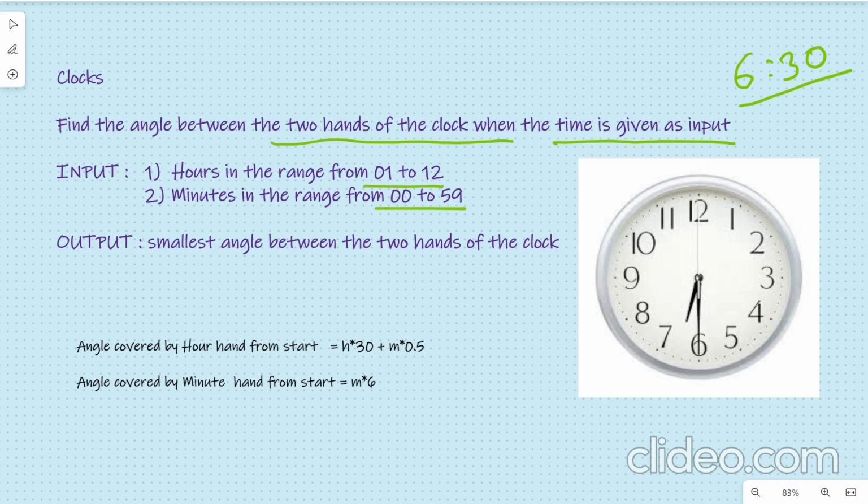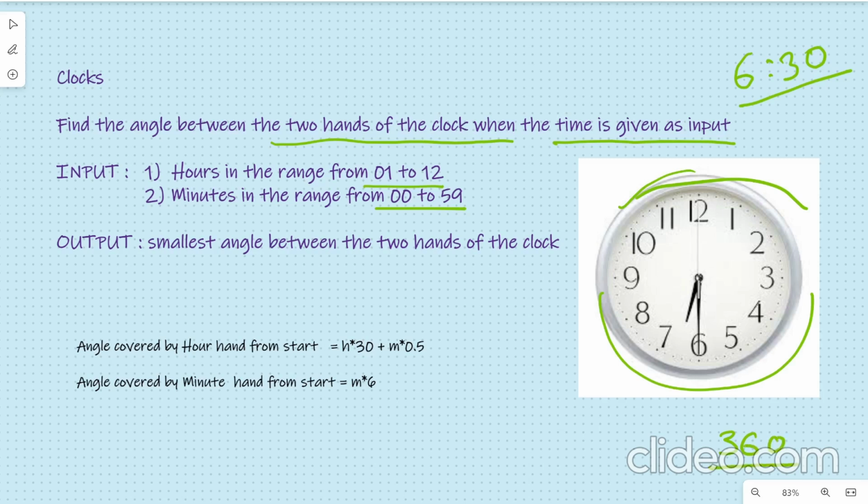Two inputs will be provided to us. One is hours in the range from 1 to 12, and the other is minutes in the range from 0 to 59. Now it seems to be a simple problem. If we look at our hand movement, let's look at this time, 6:30. Let's take an example. The overall circle is 360 degrees. I hope all of you understand this.